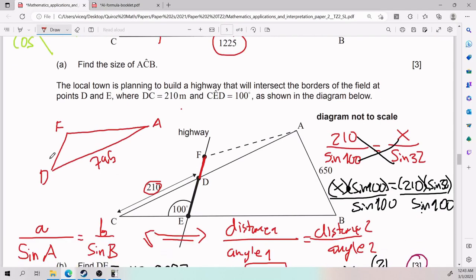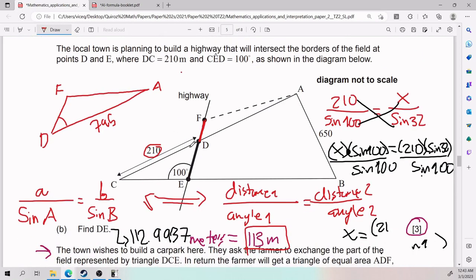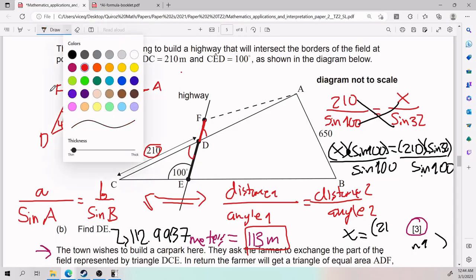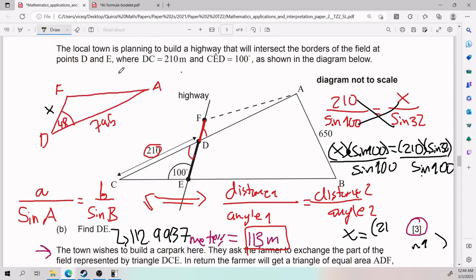What else do we know? We know this angle. This is like a parallel lines property. This angle is equal to this angle, much like this angle is equal to that angle. And way earlier we found that that was 48. So here we have 48. All right, and we need to find x or DF. So we need to find x or estimate it.